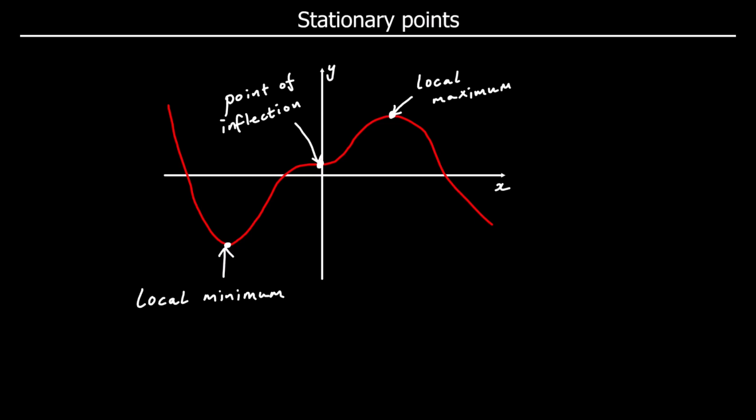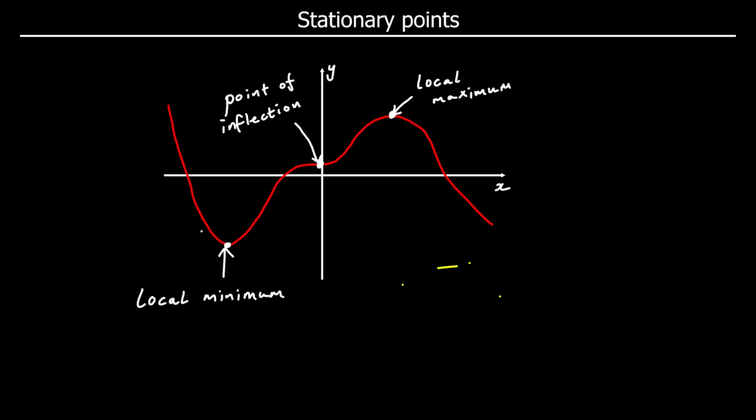In this video, we are looking at stationary points. Stationary points are points where the gradient is 0. And we can have a minimum, a local minimum, a maximum, a local maximum, or a point of inflection. So 3 different types of points, stationary points, where the gradient is equal to 0.